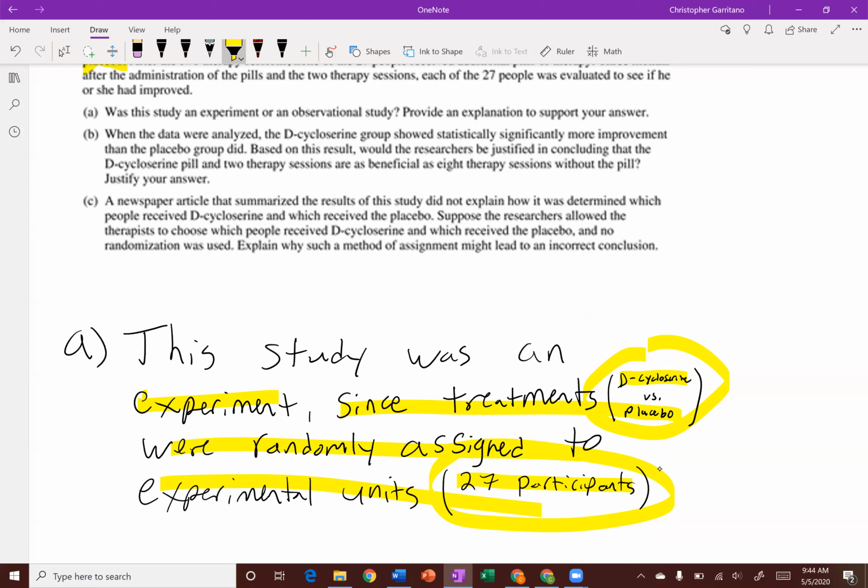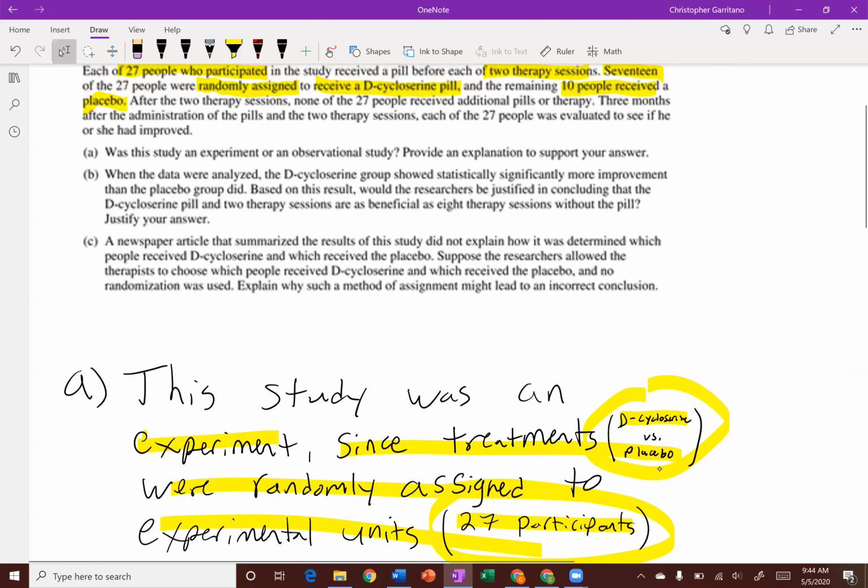By the way, typically with these problems, there might be more than one answer as long as you have an appropriate justification. In this particular case, I don't think you can argue against experiment. This is very clearly an experiment because of the fact that there are treatments and the units are being assigned to the treatments. All right, part B.